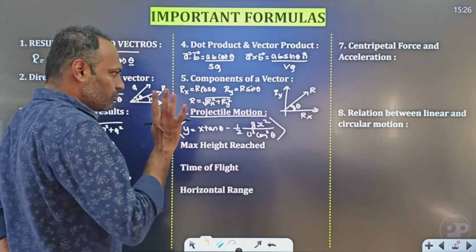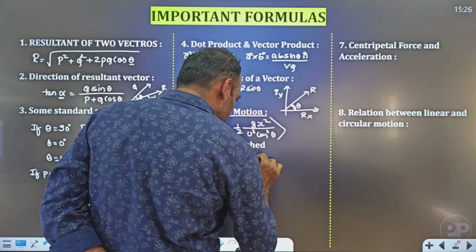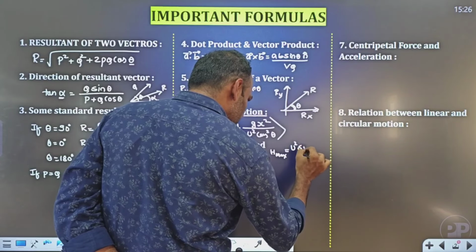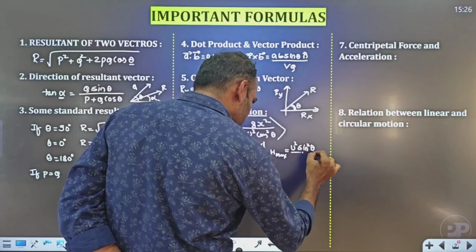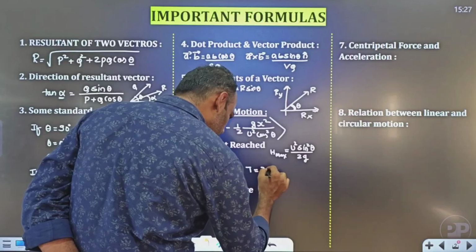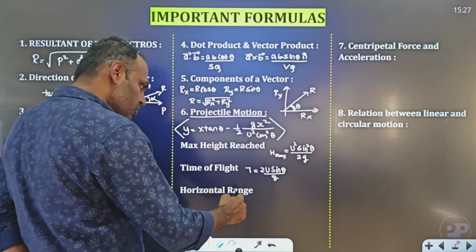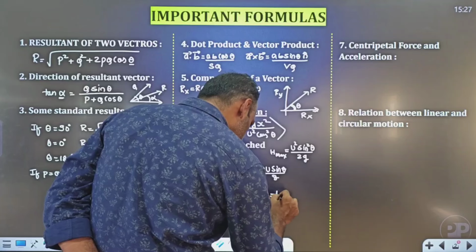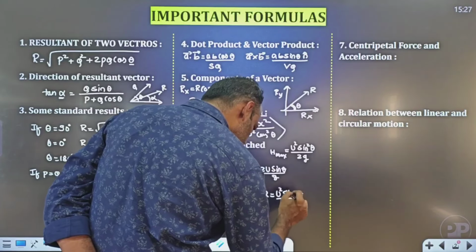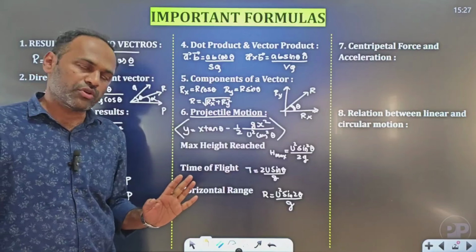These are important formulas. If a question comes on projectile motion, it will mostly come from these three. So maximum height reached by the projectile is given by h max equals u square sin square theta divided by 2g. Time of flight T is equal to 2u sin theta upon g. Horizontal range R is equal to u square sin 2 theta upon g. So these are the formulas of maximum height, time and range of the projectile.